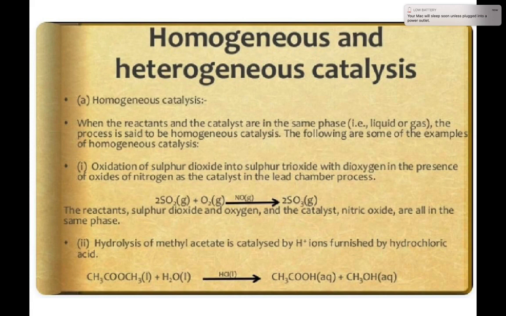Then hydrolysis of methyl acetate is catalyzed by H plus ions. Where do you get these H plus ions? It is obtained from hydrochloric acid. So CH3COOCH3, liquid phase, plus H2O, that is also liquid. You get the products CH3COOH, that is also aqueous, and CH3OH in presence of HCl.